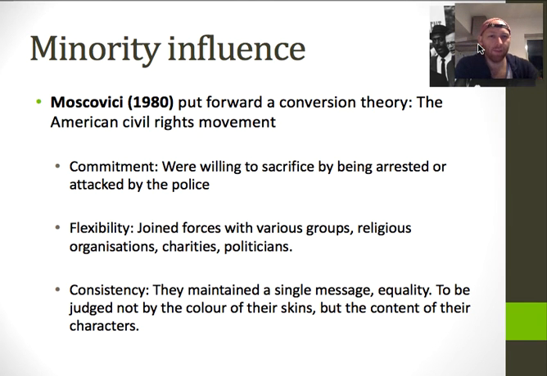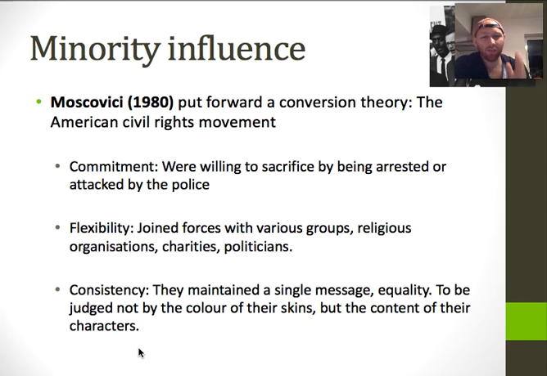They demonstrate commitment. So Martin Luther King himself was arrested several times, as were many members of the movement. So they demonstrate pure commitment to their cause. They demonstrate flexibility as well, because they were able to join with a variety of different groups, religious groups, politicians on both sides of the aisle, so Republicans and Democrats. Charities and other organisations were crucial. This shows that they're flexible and they can work with different groups.